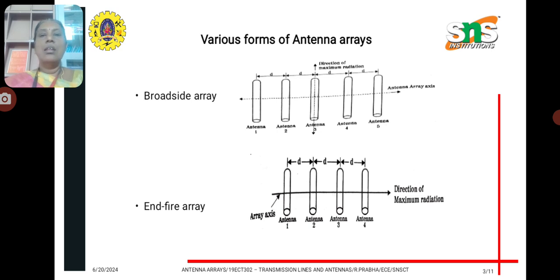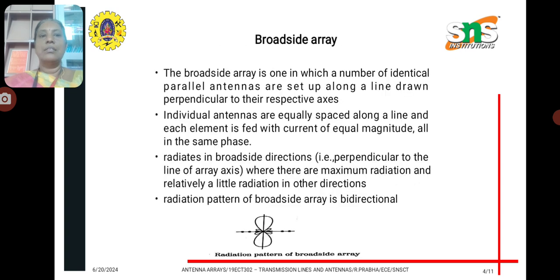And in contrast to the broadside array, we have another type of array, an end-fire array. In the end-fire array, all the antenna elements are fed with current of equal magnitude but opposite phase. And here the maximum radiation is in the direction of the array axis. This is also a linear array because all the elements are kept at equal spacing along the array axis.